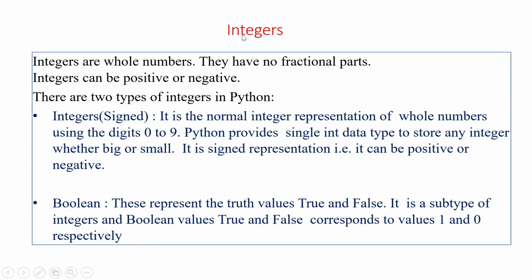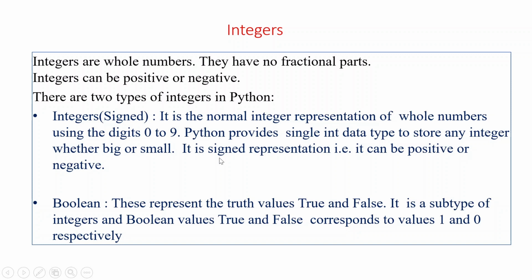Now let's see first the integers. Integers are whole numbers. They have no fractional parts. It can be positive or negative. So there are two types of integers in Python. The first is integer. It is the normal integer representation of whole numbers using the digits 0 to 9. Python provides a single integer data type to store any integer, whether big or small.